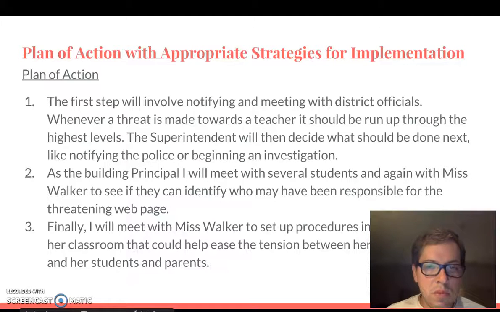As the building principal, and let's say the superintendent okayed me to begin the investigation, I will meet with the several students and again with Miss Walker to see if I can identify who may have been responsible for the threatening web page. Again, if the superintendent has other ideas on what route to go, I will follow their advice. Lastly, I would meet with Miss Walker again to set up procedures in her classroom, follow up on how things are going, and what could be done to fix them.